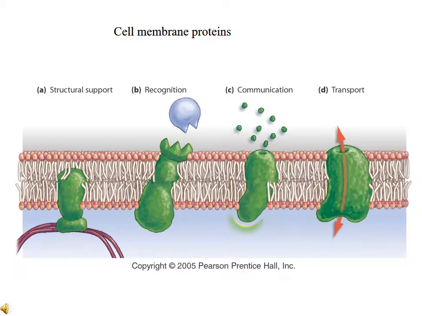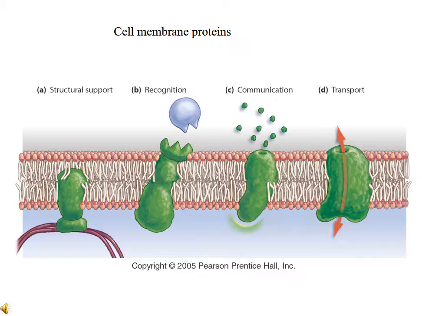Now we get to the important protein molecules that are superimposed or embedded within the cell membrane. We have several. We have structural proteins, we have recognition proteins, we have communication proteins, and we have transport proteins. Now let's start with the structural proteins. This is pretty obvious in that the structural proteins are designed to give the cell shape. The structural proteins are connected to the cytoskeleton within the cell itself.